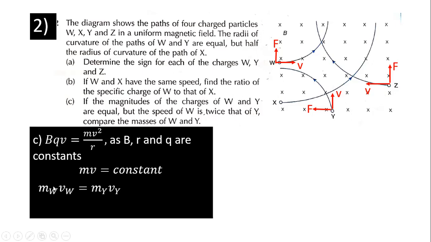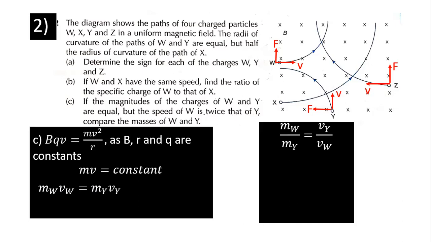So mass of W times velocity of W, mass of Y times velocity of Y. They want you to compare. So take the ratio, take MY down, take VW to the other side, cross multiply, and put in your value. The answer is 1 to 2 or half. Cancel your V. So you get half or 1 is to 2. Can? Anything not clear?